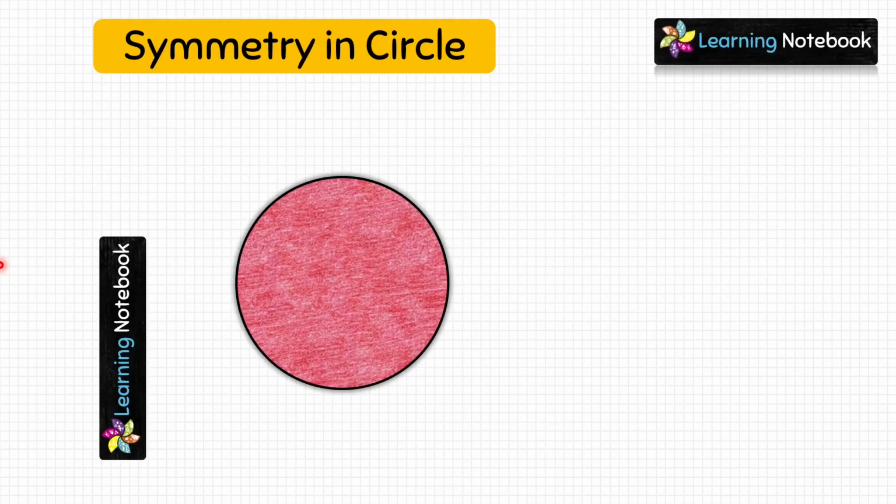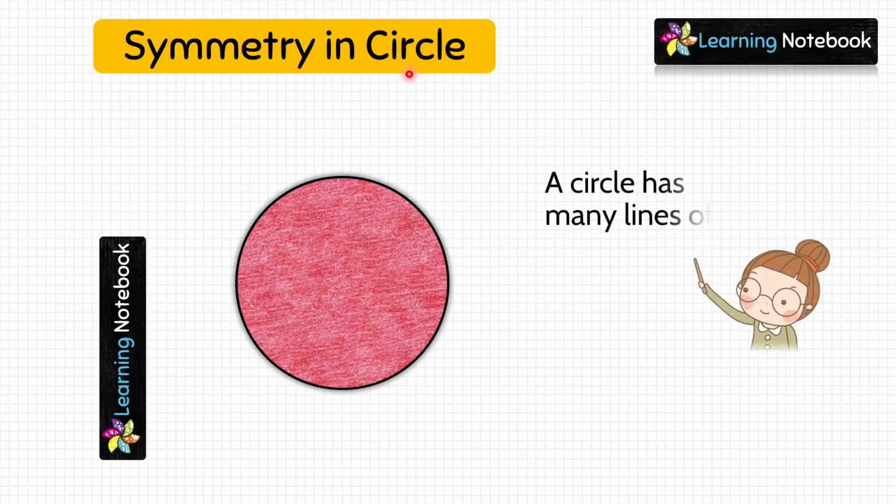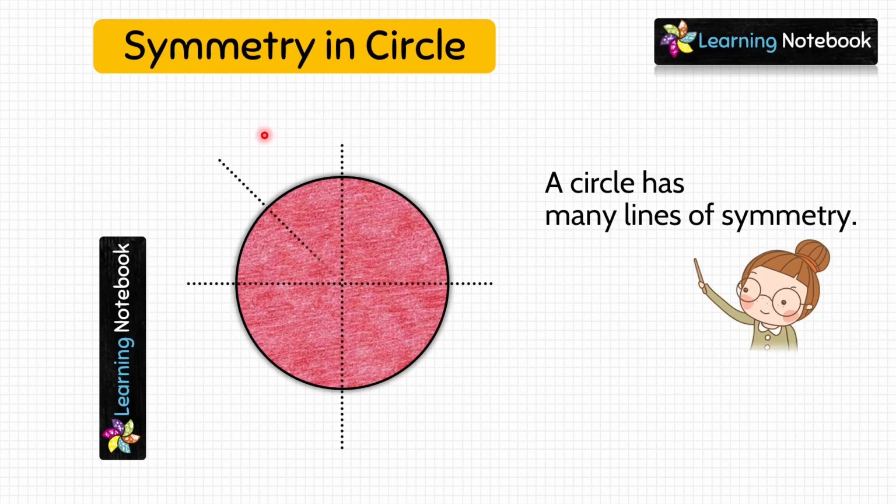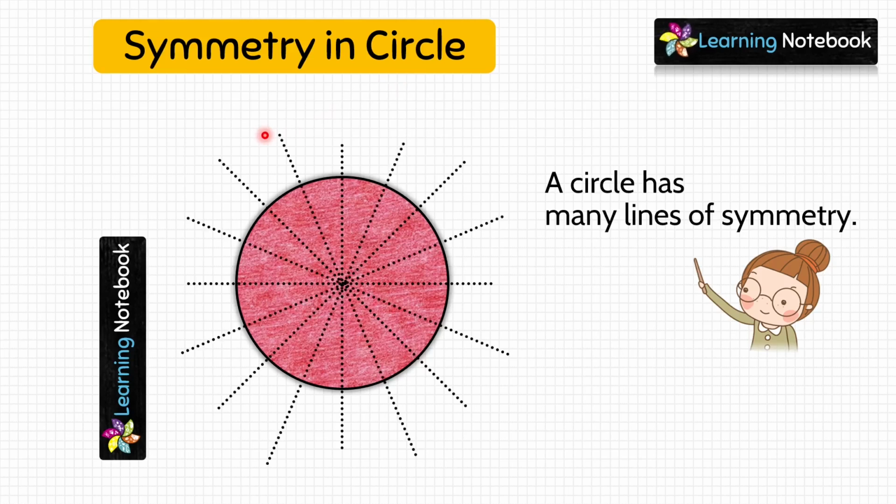Now let's see symmetry in the last type of plane figure, which is circle. Students, a circle has many lines of symmetry. See here. Vertical, horizontal, diagonal. You can have many lines of symmetry in a circle.